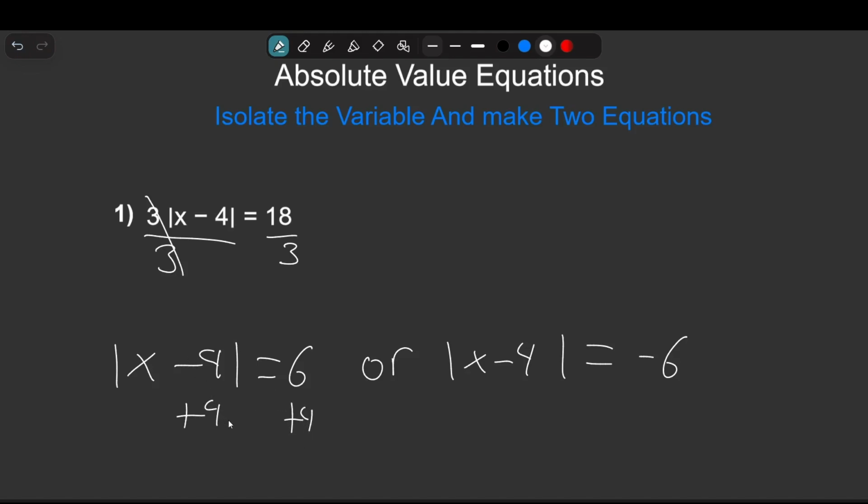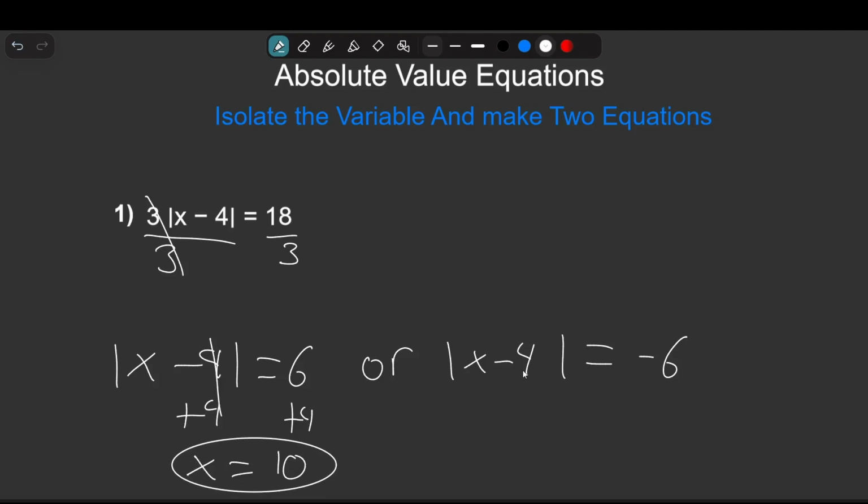Minus 4 plus 4 will cancel each other out, so we are just left with our variable. So now we have x equals 6 plus 4. 6 plus 4 equals 10. And this will be our first final answer. So let me circle this real quick. And now we can go to the second one.